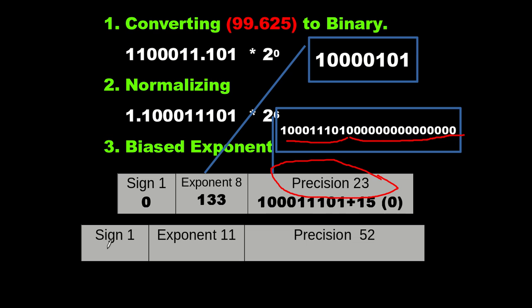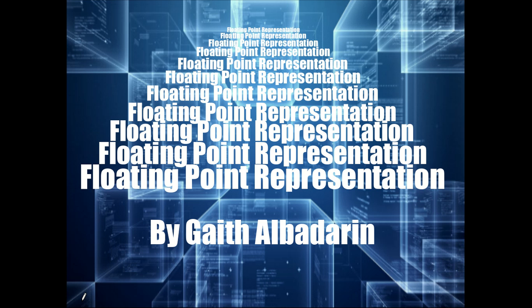And for the double precision, I have the sign 0, and the exponent is 1023 plus 6 equals 1029, and we can have a precision of 52 bits. If you get a 1 or 2 at the beginning, the rest will be zeros. Don't freak out about the result.